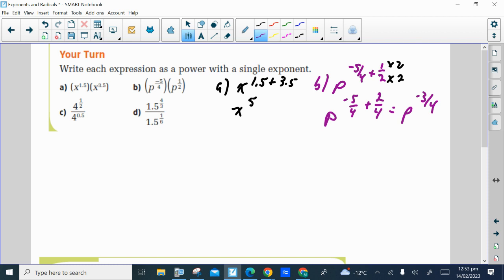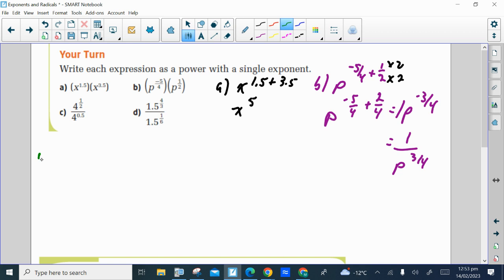Right, perfect. And remember, this is the same as 1 times p to the negative 3/4. We need something on top. We just can't leave it blank. So that's where that 1 comes in. And when you move from the top to the bottom, the exponent sign becomes positive.